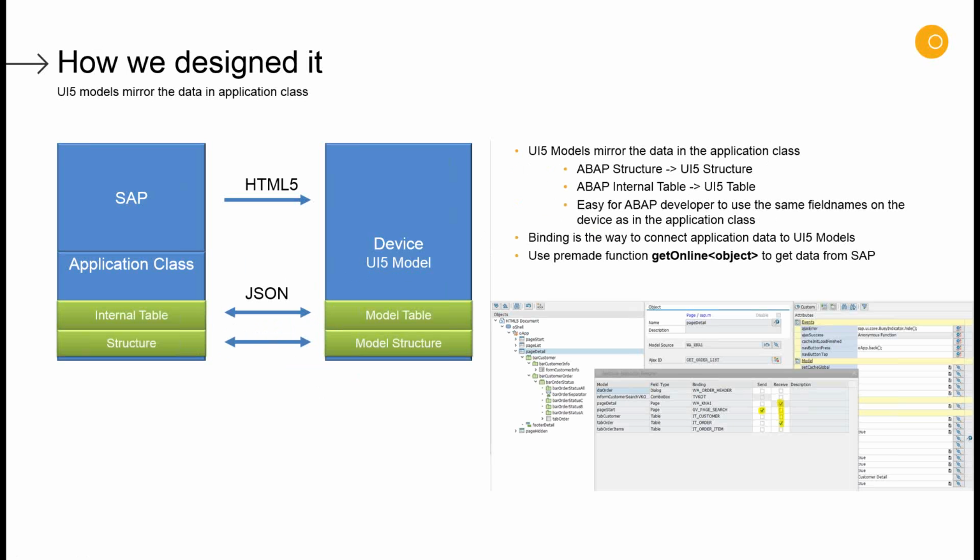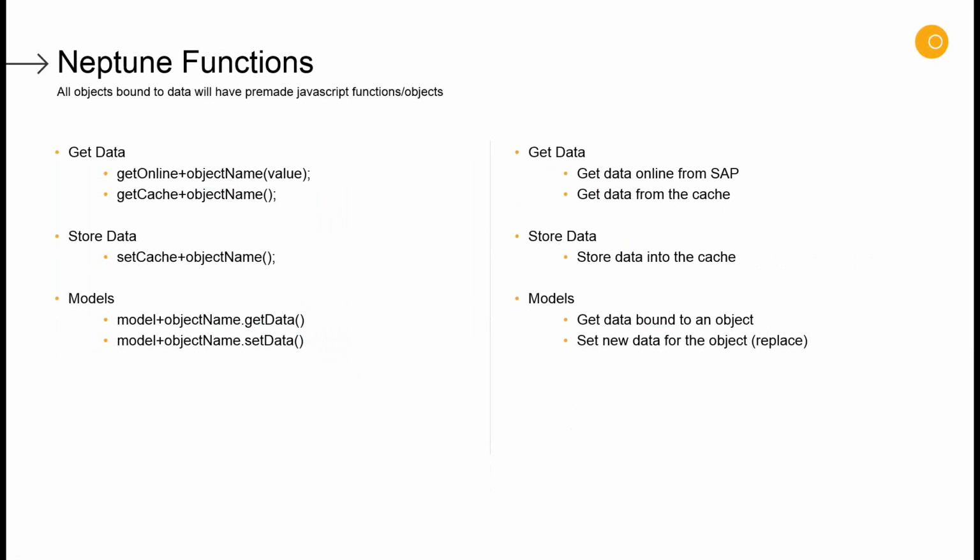In a UI5 environment, models is the data that you have on your device. What we have done is transparent: an internal table will be one model on the device, and the structure will also be one model. So all objects that you bind to components will have their own model object with the data. That also makes the offline part with Neptune very, very easy. Some of the Neptune functions that will be auto-generated based on your settings will be how to get data from SAP. It's called get online, the object name, and if you like, a parameter that you can send back to SAP. So this is what we're going to use in this webinar.